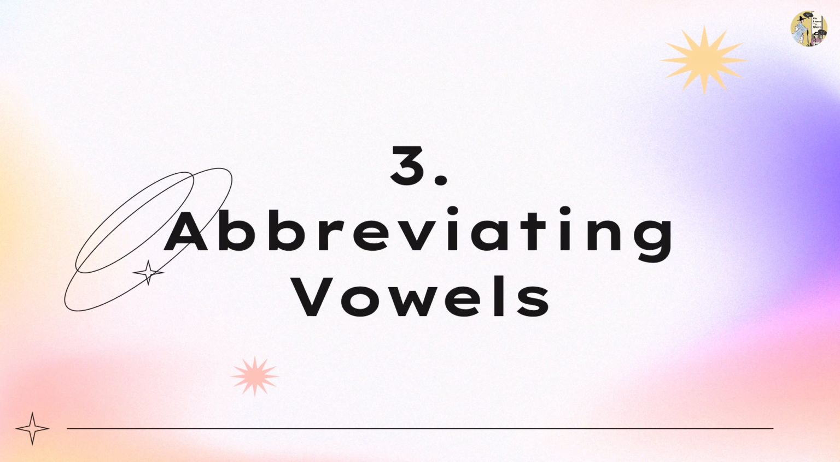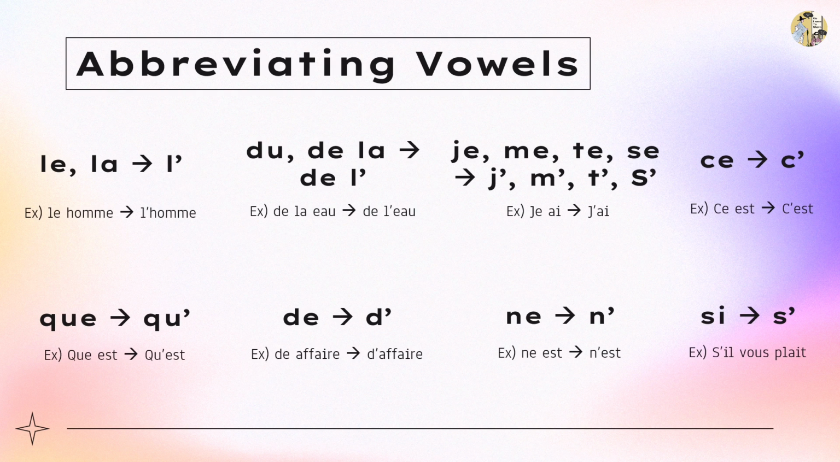Now we are going to learn about abbreviating vowels. By abbreviating vowels, I mean changing the vowel that comes after the consonant into an apostrophe when it meets with a silent H or vowels. So for example, in the first one, you can see that le, la turns into L apostrophe when it meets with the silent H here. So you shouldn't write le homme, you should write l'homme. And this is supposed to be grammatically correct. So you have to be careful when you're writing French down and be careful about abbreviating these vowels, because if you don't abbreviate them, you're going to be grammatically wrong.